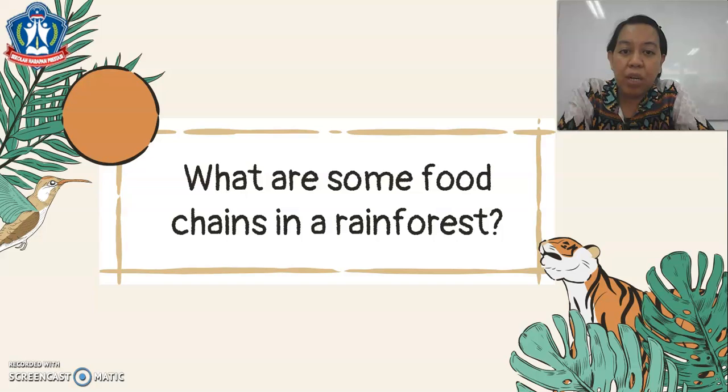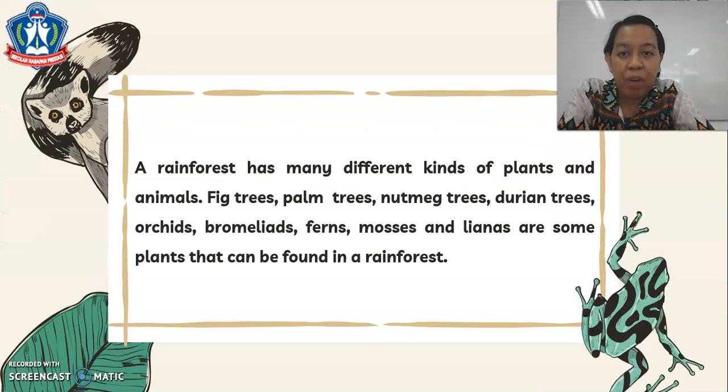What are some food chains in a rainforest? A rainforest has different kinds of plants and animals. Fig trees, palm trees, nutmeg trees, durian trees, orchids, bromeliads, ferns, mosses, and lianas are some plants that can be found in a rainforest.